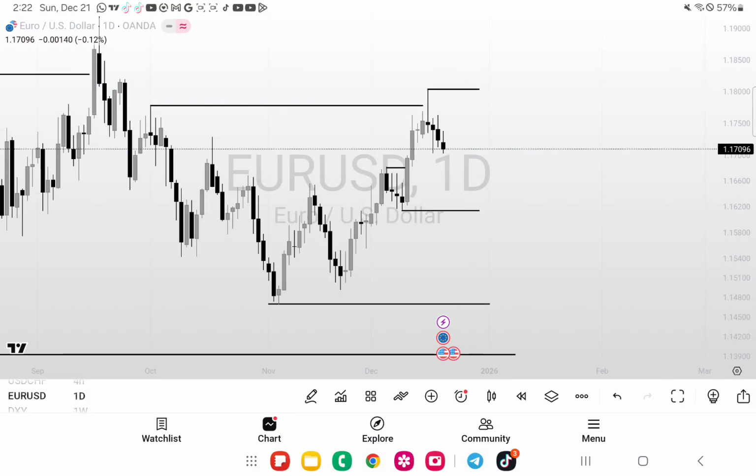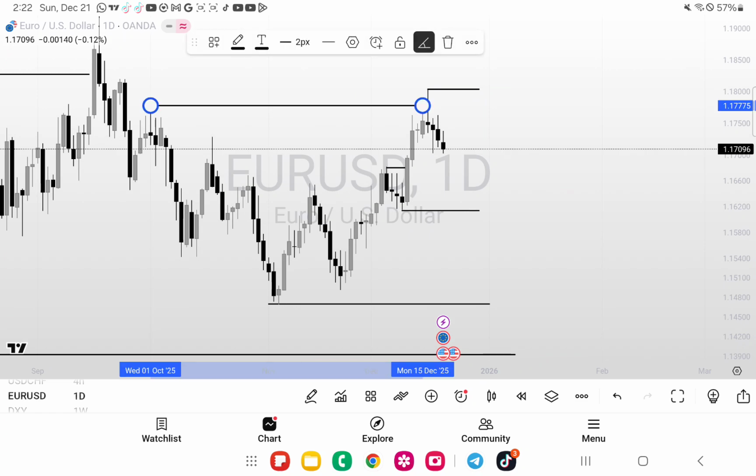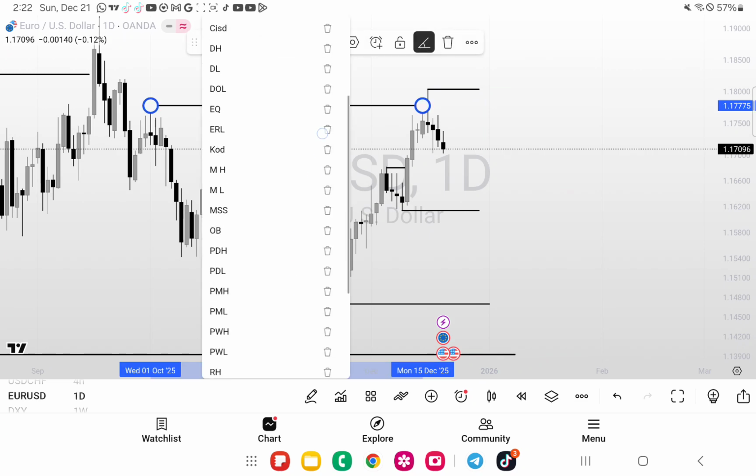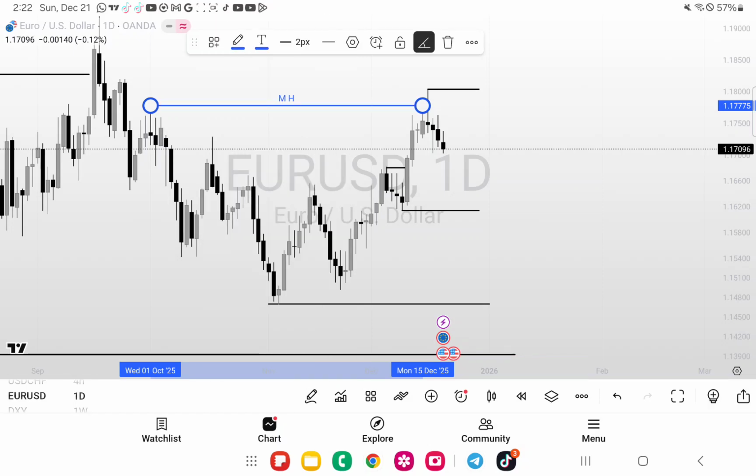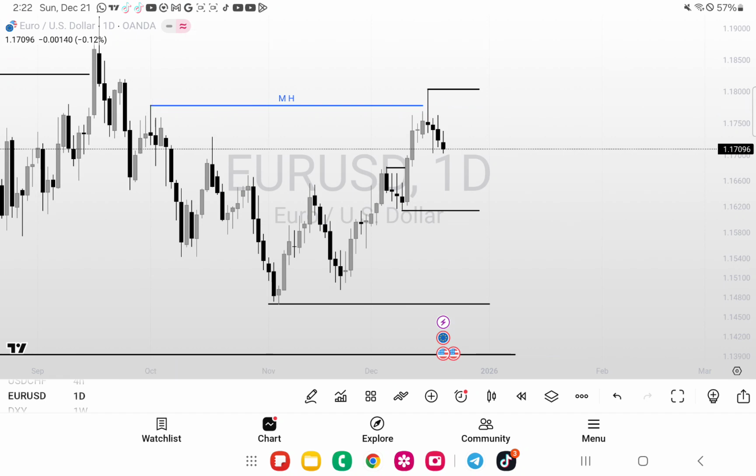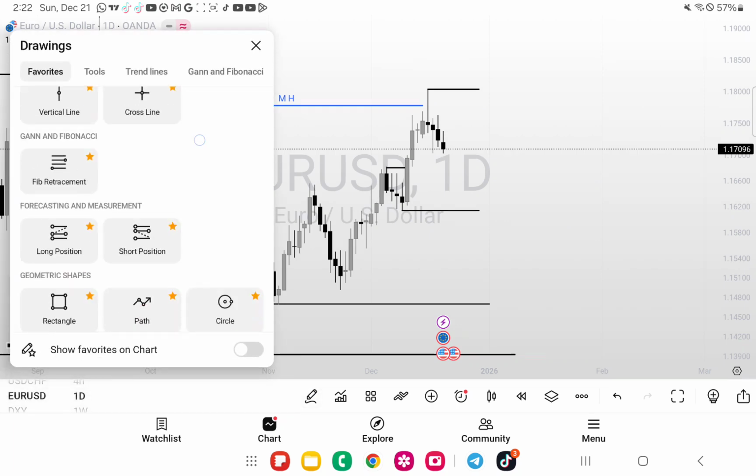So we are currently within this range, and we have to keep in mind that this is the monthly key level, the monthly high. Price tapped into the monthly key level, which is the monthly high, and we are seeing this rejection on the daily time frame. This is our structure on the daily time frame.